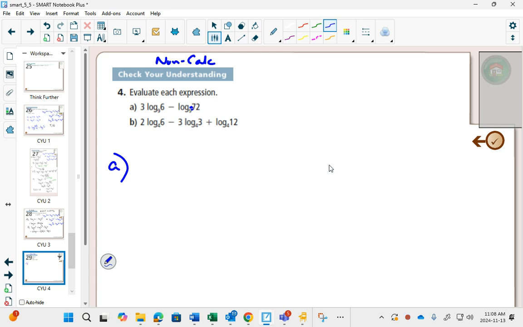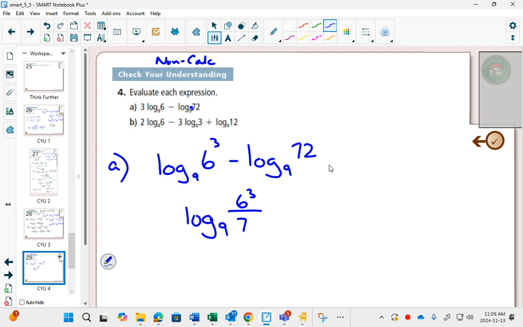So the best thing that we can do in this situation is maybe we could use our log laws, combine it to a single log, and then see what happens. So if I was combining this to a single log, the first thing I would do is move that 3 in as an exponent. That'll give me 6 cubed. Because only if it's 1 log minus 1 log can I use the log law of dividing. And I get log base 9 of 6 cubed divided by 72.